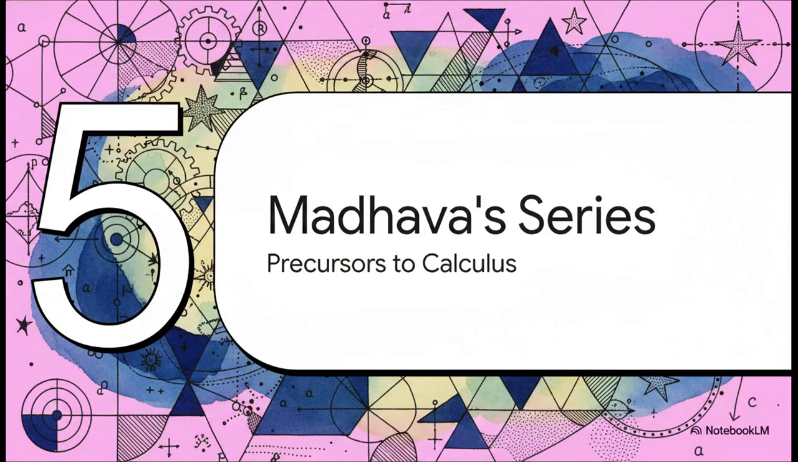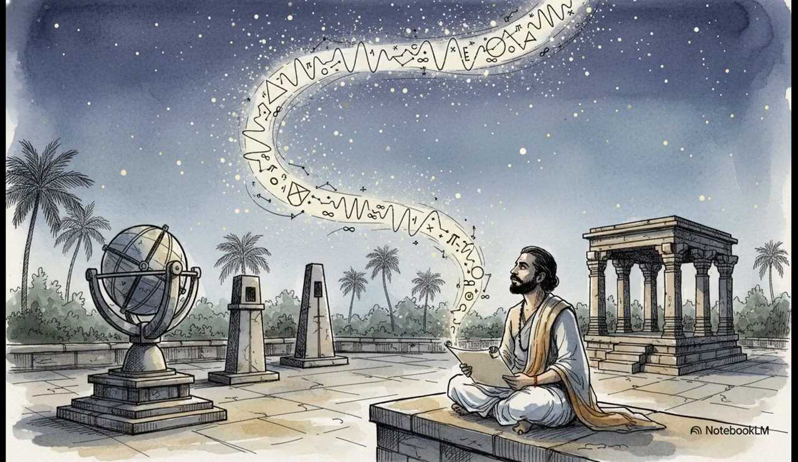Next up, Section 5, Madhava's Infinite Series, Precursors to Calculus. Now we're going to leap centuries ahead to the Kerala School of Astronomy and Mathematics, and this is where things get astonishingly complex. Born around 1340, Madhava of Sangamagrama founded this incredible school. He actually discovered infinite series for sine, cosine, and arctangent, and he calculated pi accurately to an unbelievable 17 decimal places.